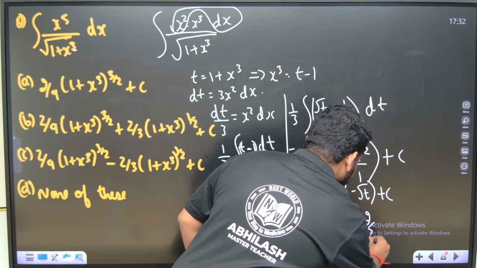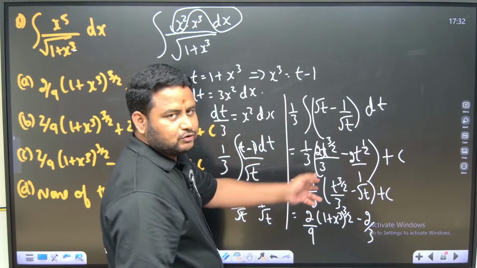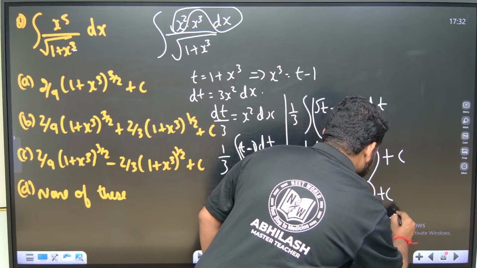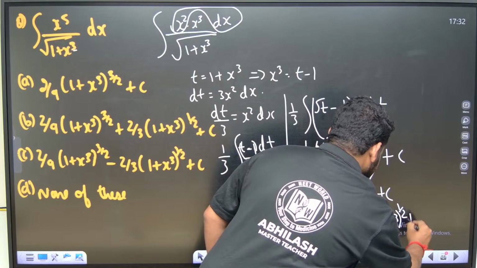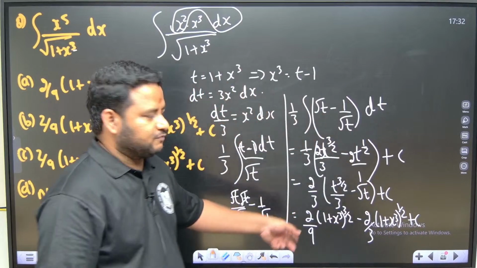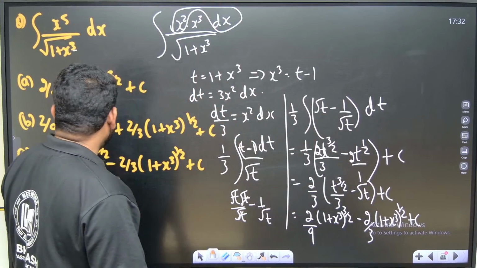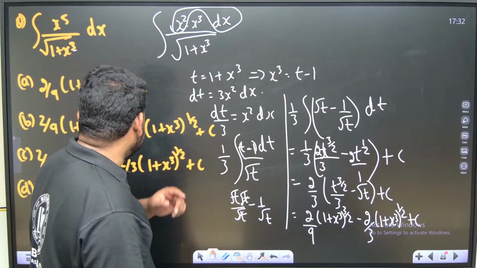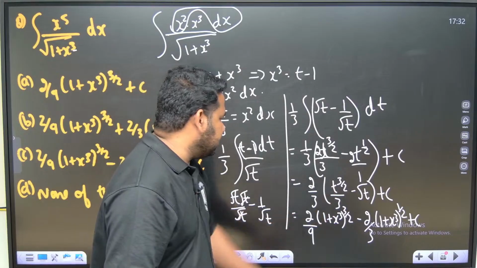Minus 2 by 3, t to the power of 1 by 2 can be written as what? T is nothing but 1 plus x cube, so 1 plus x cube to the power of 1 by 2 plus c. Root can be written as the power 1 by 2. So the option is 2 by 9, 1 plus x cube to the power of 3 by 2 minus 2 by 3, 1 plus x cube to the power of 1 by 2 plus c.